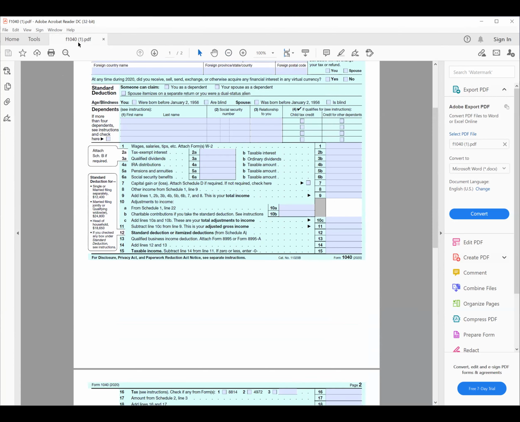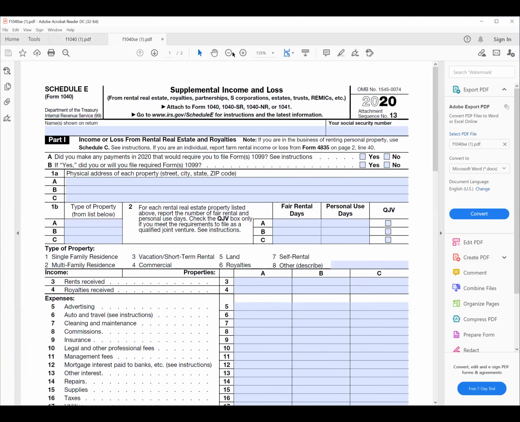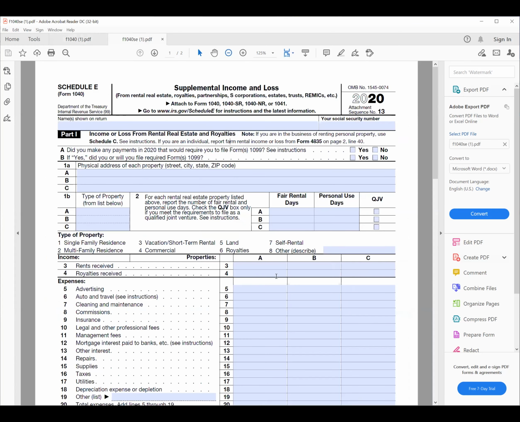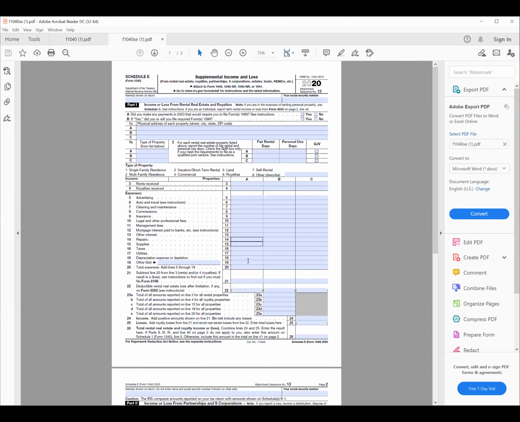Just here. Oh, now I've closed my window. Hang on a second. Here we go. We want to make sure that we're taking it from here. So we're just capturing just the rental income.